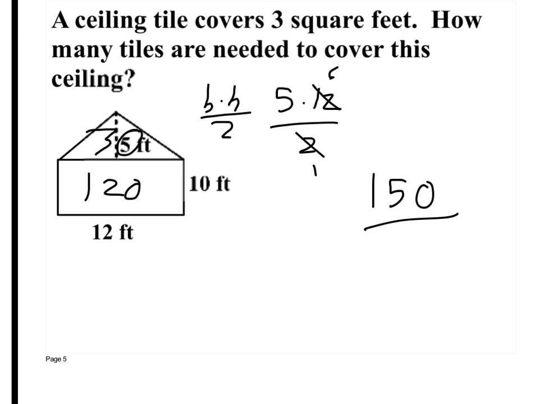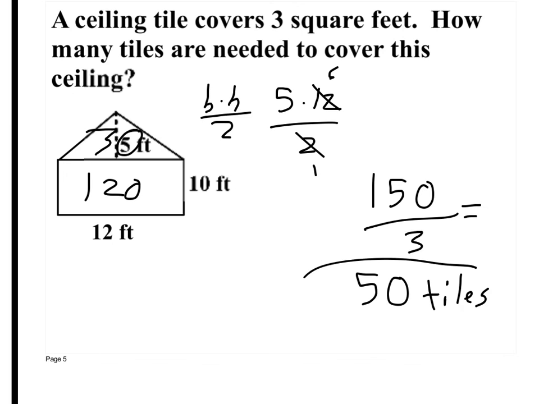What I do is I divide it by 3 to figure out how many tiles I need. Each one covers 3. So when I divide those, anybody can tell me? It is 50. 50 tiles. Are there any questions? Where'd you get the 3 from again? From how many each ceiling tile covered, 3 square feet.